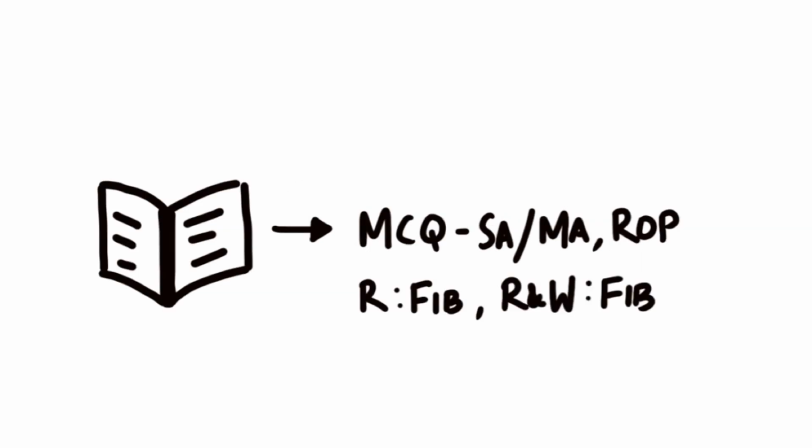The third section of the PTE Academic test is the reading section. Here you'll come across 5 question types: multiple choice single answer, multiple choice multiple answers, reorder paragraphs, reading fill in the blanks, and reading and writing fill in the blanks. Out of all of these, the highly important ones are reorder paragraphs, reading fill in the blanks, and reading and writing fill in the blanks.